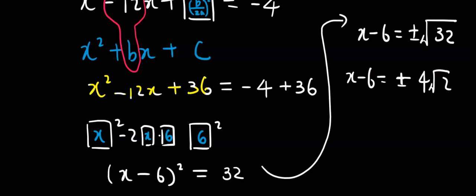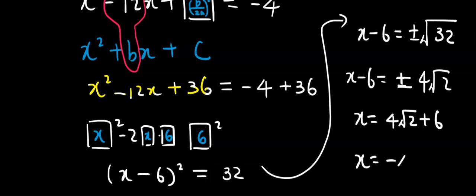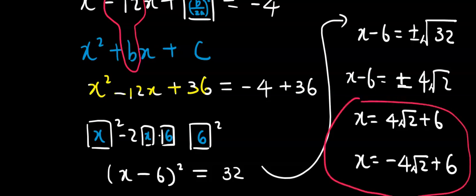Okay? If you're not sure of this, please use the previous video and also algebra 1 playlist. Two situations. X is positive 4 square root 2 plus 6. And x is negative 4 square root 2 plus 6. Since the question did not say you must give me the decimal, you can stop right here and say I am done. That's the answer.